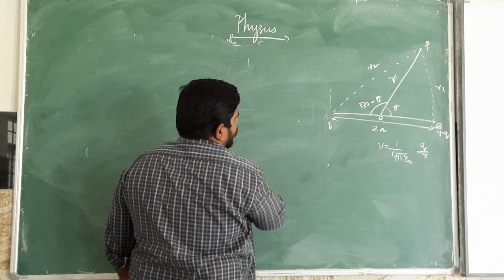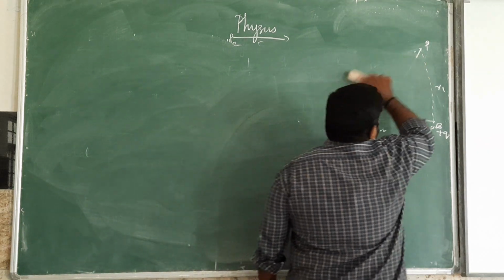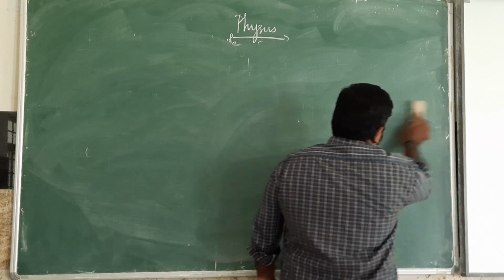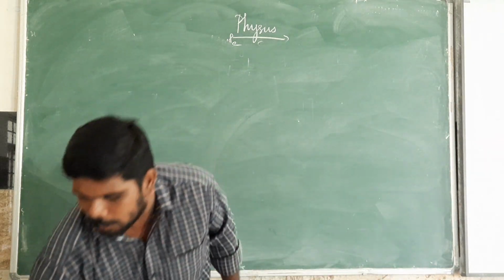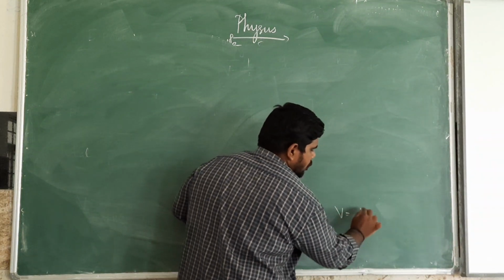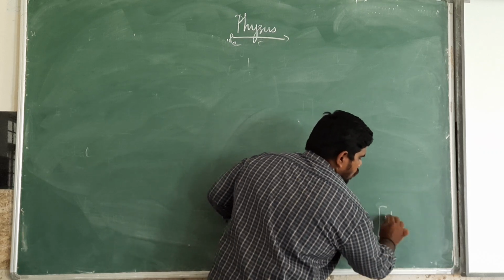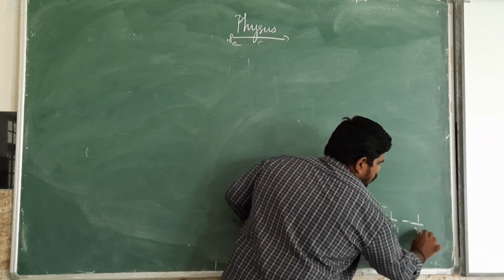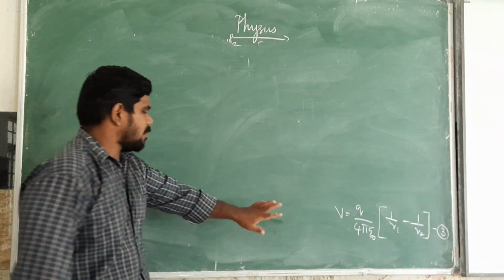Once again, what is equation number 3? V is equal to Q by 4 pi epsilon 0, into 1 by R1 minus 1 by R2. For our reference I just write it here. What is equation number 3? V is equal to Q by 4 pi epsilon 0, 1 by R1 minus 1 by R2. For our convenience I just write it here, okay?